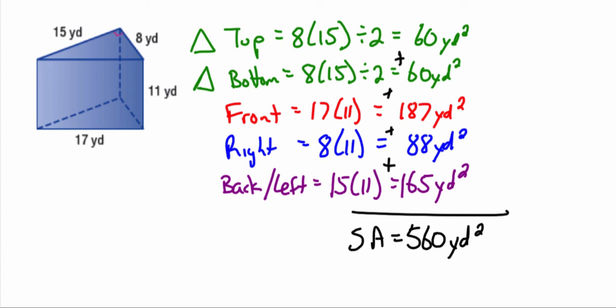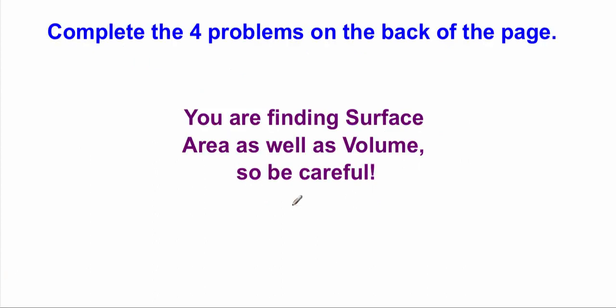If you need to, go back, rewatch part or all of those 2 examples, but then you're going to complete the 4 on the back of the page. You're not only finding the surface area, but you're also finding your volume. So think of surface area first, and then find volume. But be careful, don't mix those 2 together. You have to be careful about having the right information there. But when you get those done on the back of the page, come up, check it with me, and we'll go on from there.